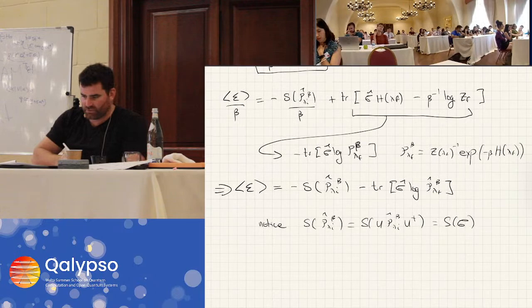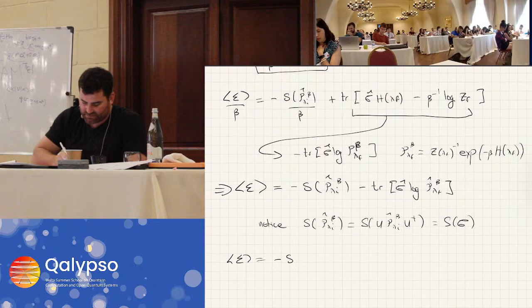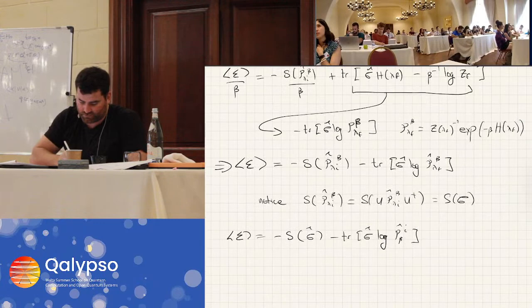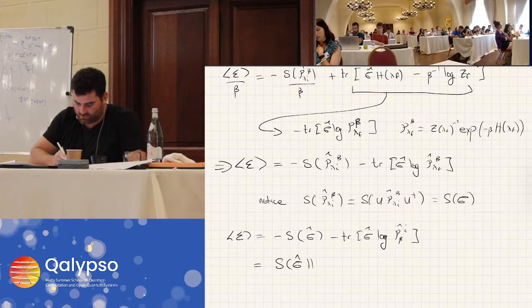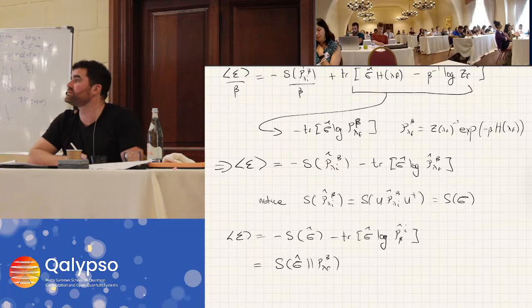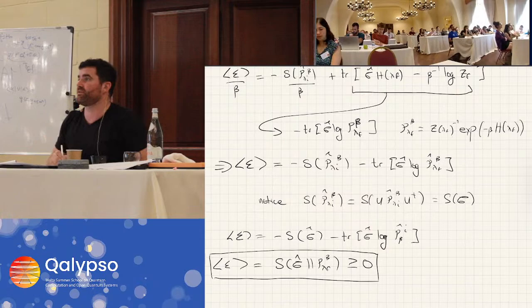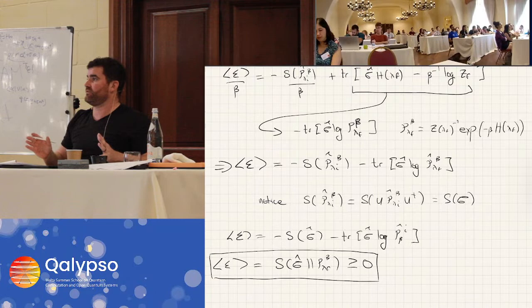this thing is minus S of sigma, minus the trace of sigma log rho beta I, and you're done, right? Okay? And this is equal to S of sigma, rho lambda F beta. Okay? So this is positive by Klein's inequality, because you're able to express it as a relative entropy, and you know the relative entropy is positive, but this is intuitive, right? If you think about it.